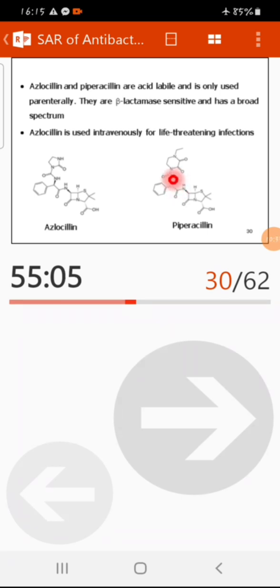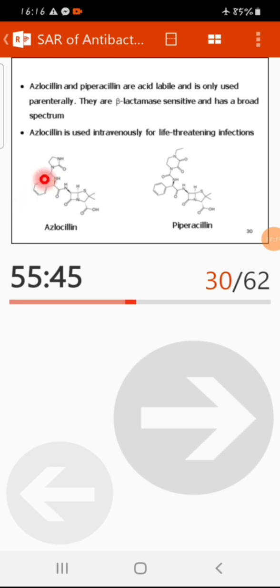Similarly, piperacillin has a similar NH-C=NH group. Therefore, piperacillin and azlocillin are acid sensitive because of the presence of NH-C=N. They are highly hydrophilic and they have extended spectrum. And when we come to beta-lactamase stability, here on the alpha carbon we have these groups. They are not shielding groups. They are sterically weak groups.